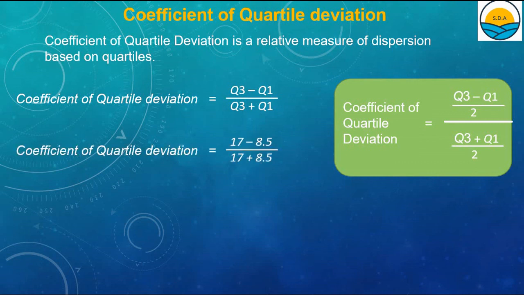Let us calculate the coefficient of quartile deviation in our example. As you remember, the Q3 in our example was 17 and Q1 was 8.5. So we will do 17 minus 8.5 upon 17 plus 8.5, and our coefficient of quartile deviation in this case will be 0.33.